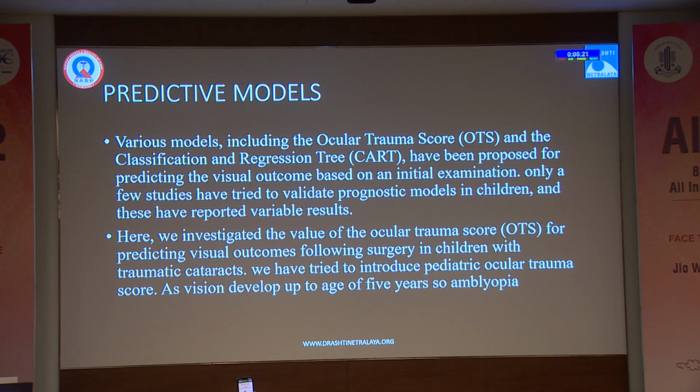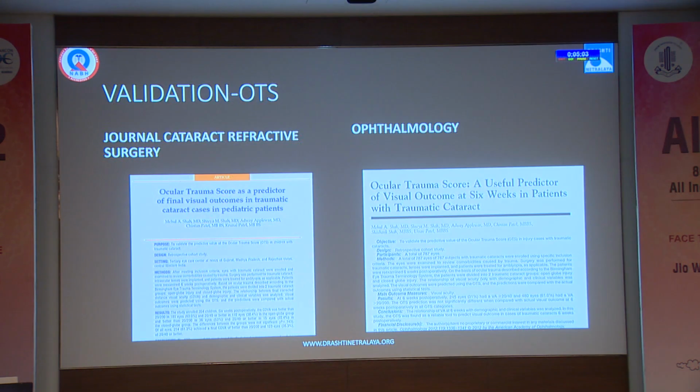So which predictive models are available in the literature? One is the ocular trauma score described by Kuhn et al., and another is the classification and regression tree (CART) analysis. These were designed long back in 2004 but were not validated with a larger database. We investigated and validated these. One is published in Ophthalmology and the second in JCRS.